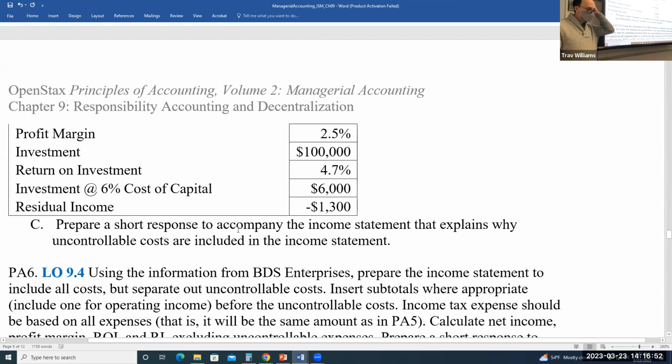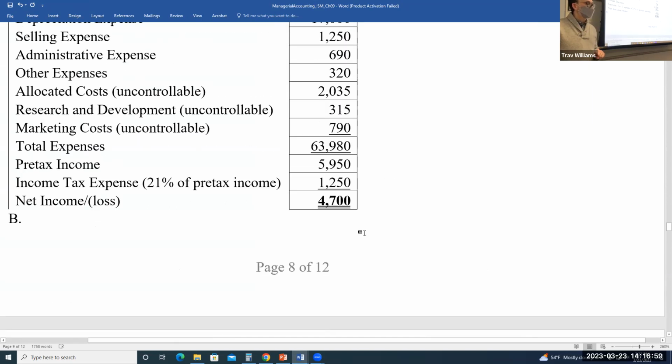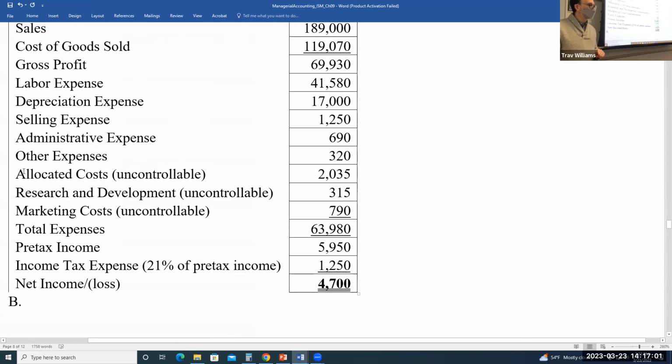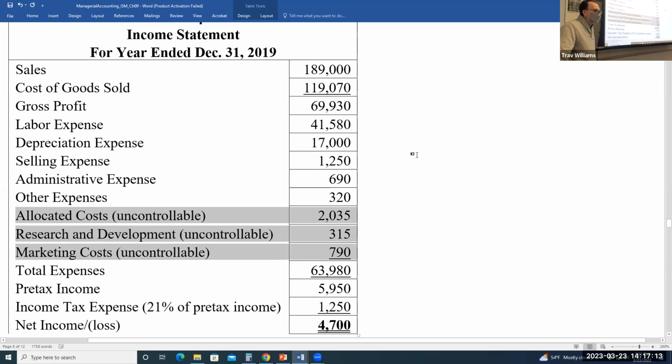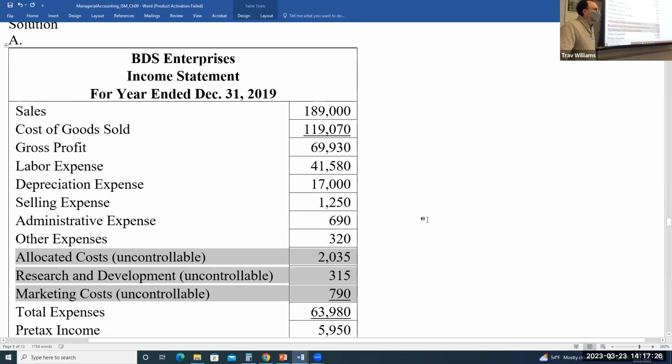And it says, prepare a short response to accompany the income statement that explains why uncontrollable costs are included in the income statement. So if you remember, there were 3 uncontrollable costs here, right? R&D, marketing, and then some allocated costs that we don't really know what they are. But whoever's in charge of this organization does not have control over those costs. They're being allocated by some parent company or something. So why are we even including them in this income statement?